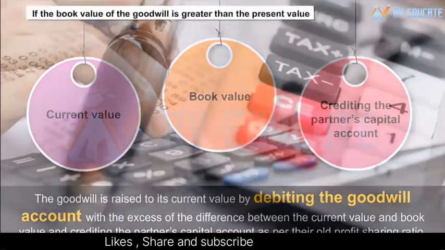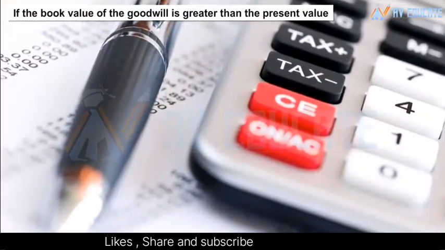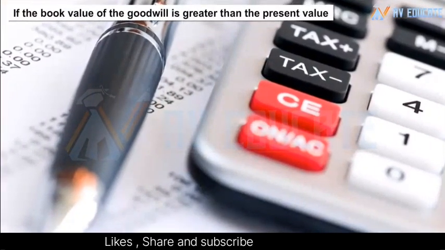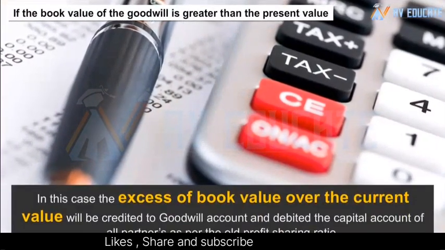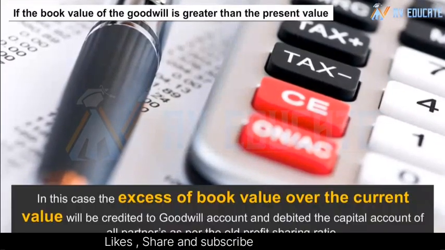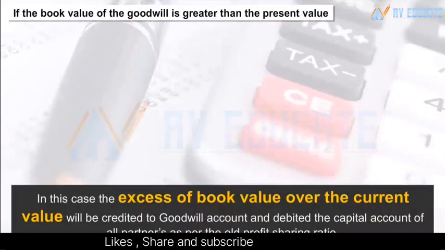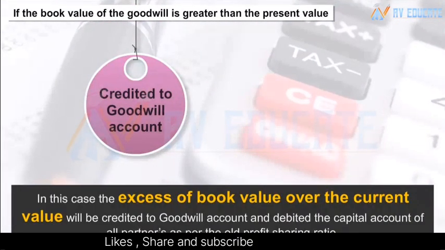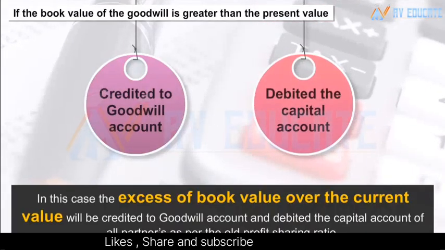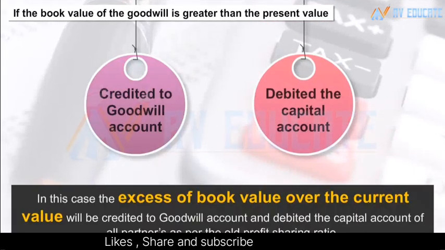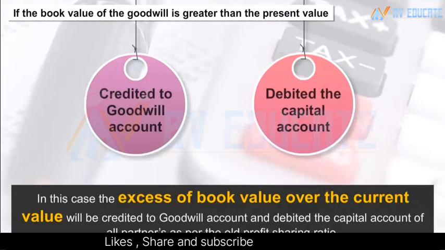2. If the book value of the goodwill is greater than the present value. In this case, the excess of book value over the current value will be credited to goodwill account and debited to the capital accounts of all partners as per the old profit sharing ratio.